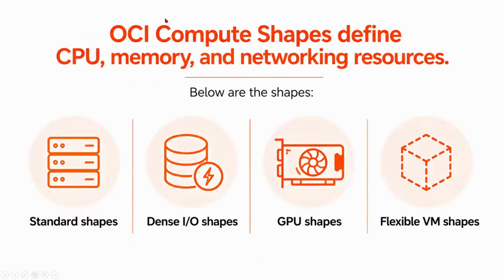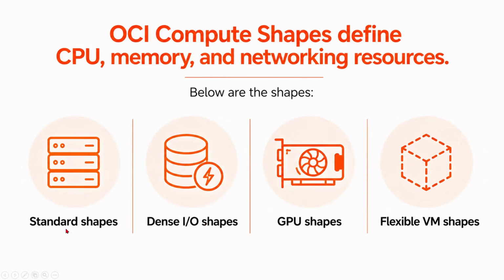So we have various shapes for the Oracle Compute service. You can have different types of CPUs, memory, and network resources. On the basis of these different types of resources, we have these shapes. We have standard shapes, dense IO shapes, GPU shapes, and flexible VM shapes.